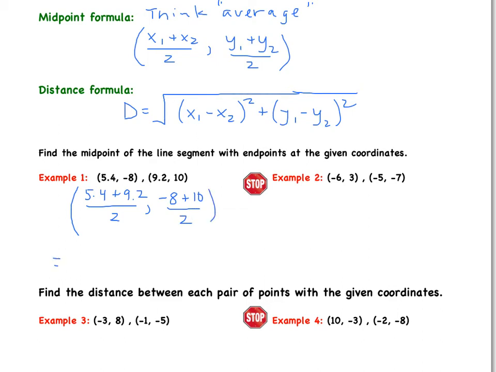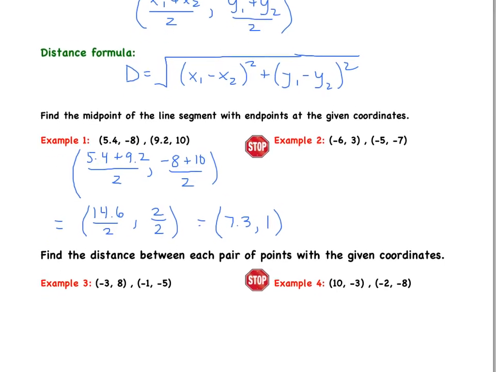Just cleaning this up, 5.4 plus 9.2 is going to give us 14.6 divided by 2, and then -8 plus 10 is 2 divided by 2. So the midpoint is 14.6 divided by 2, which is 7.3, and 2 over 2 is just 1. All right, I want you to complete example 2, find the midpoint between those two coordinates, and we will check our answers in class tomorrow.